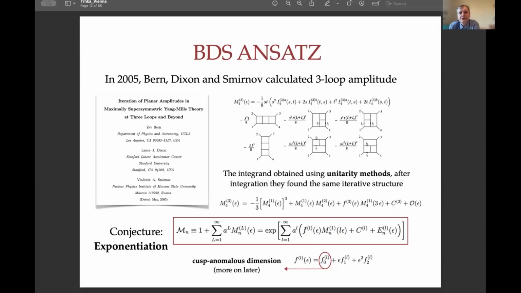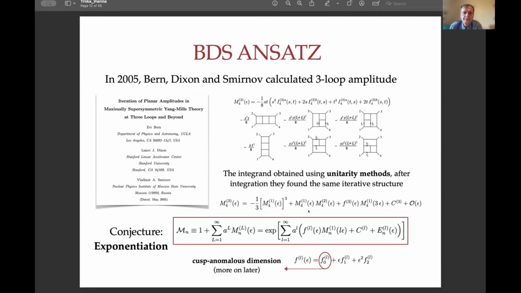And there are also some numerical coefficients which also depend on epsilon, the dimensional regularization parameter. But more or less the amplitude exponentiates, up to some numbers which are in general unknown. But one of the important numbers was known in this BDS formula, and that was the cusp anomalous dimension, which controls the leading IR divergence in this theory. I will talk more about that later. It will also play an important role in this talk.